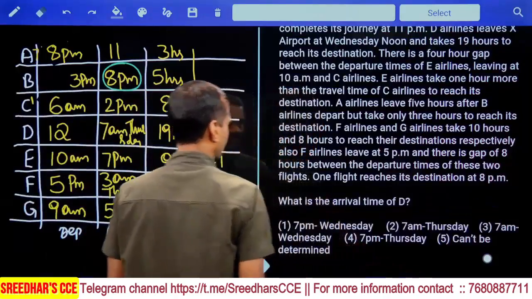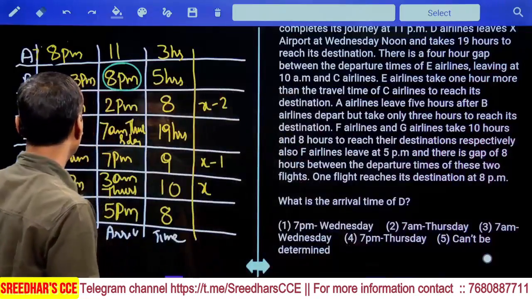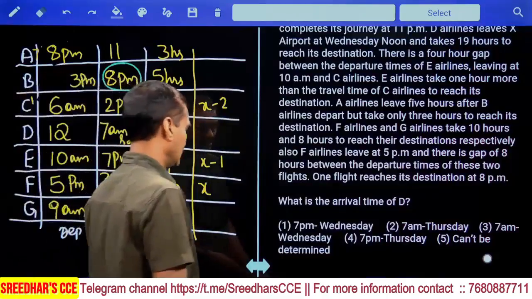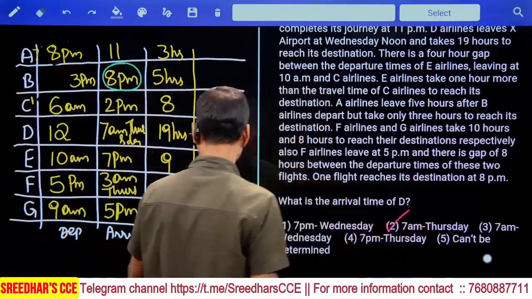Then coming to 20th. What is the arrival time of D? D's arrival time anta cheppandi, 7 a.m. Thursday. 7 a.m. Thursday, and it is given in choice 2, question number 20. Clear now?